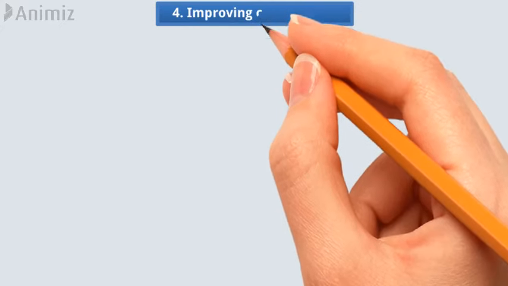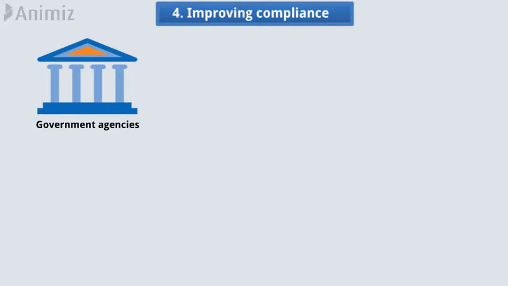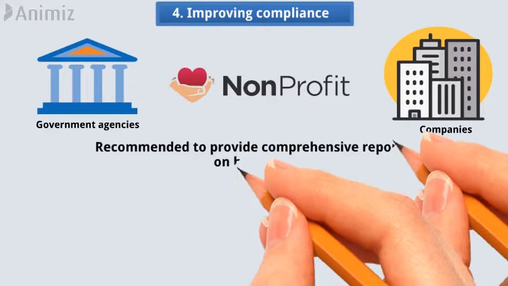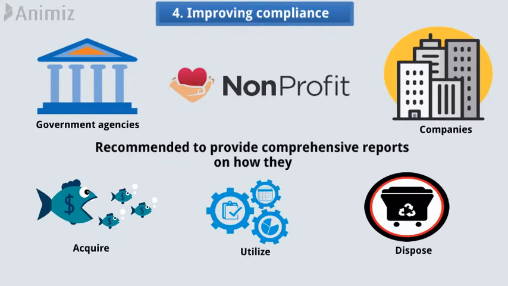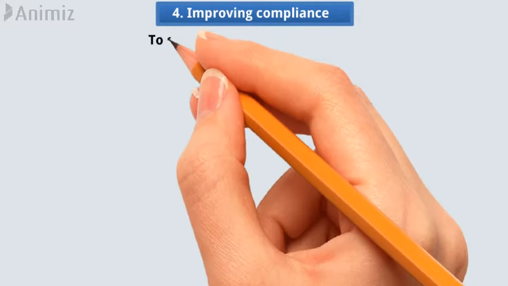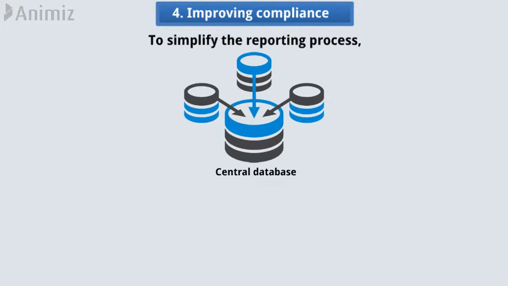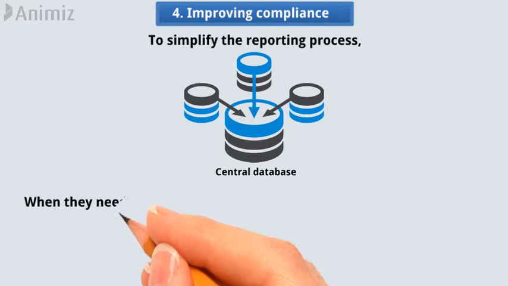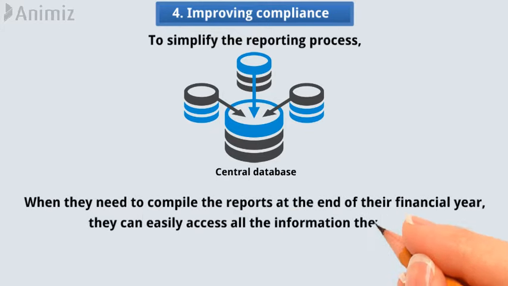4. Improving compliance. Government agencies, non-profit organizations, and companies are recommended to provide comprehensive reports on how they acquire, utilize, and dispose of assets. To simplify the reporting process, a majority of them record their asset information in a central database. In such a way, when they need to compile the reports at the end of their financial year, they can easily access all the information they need.